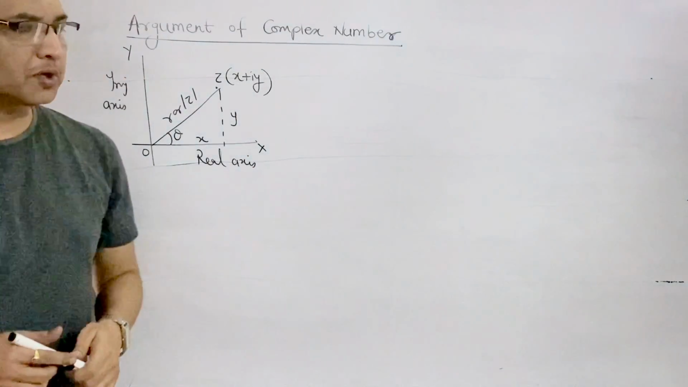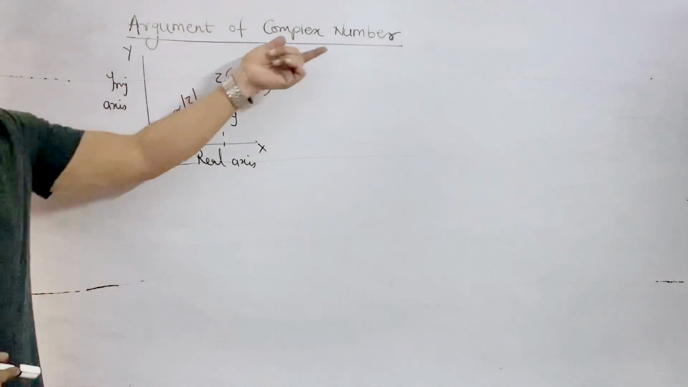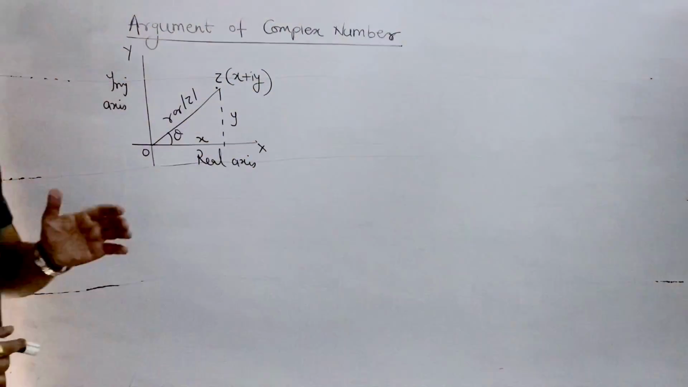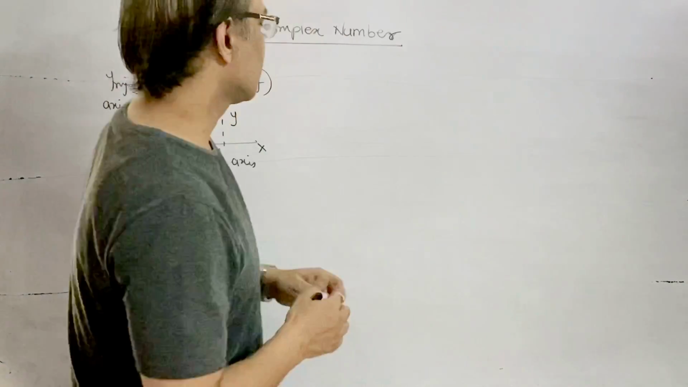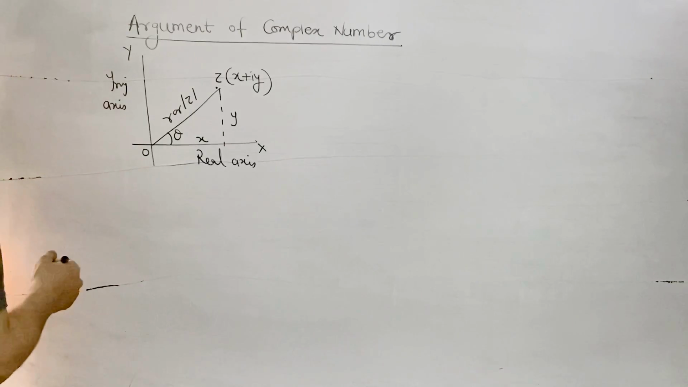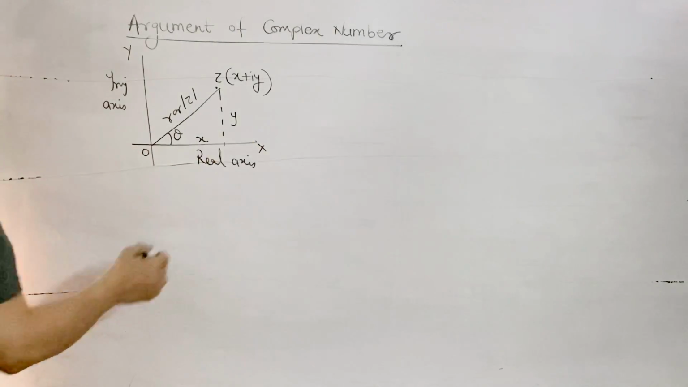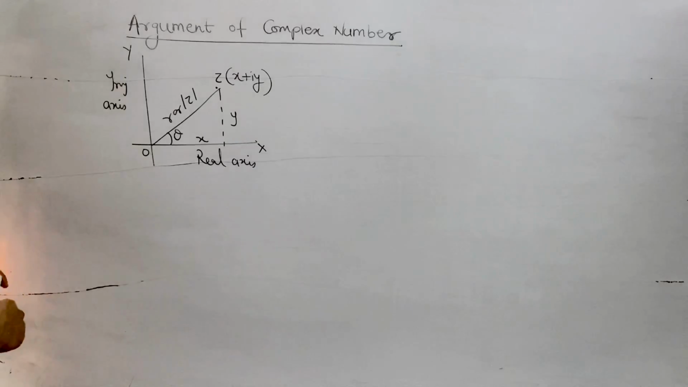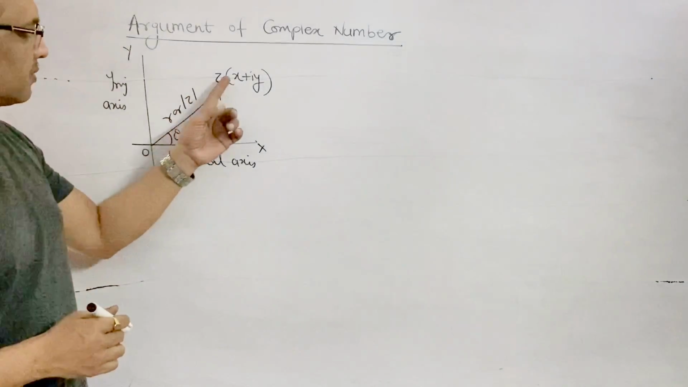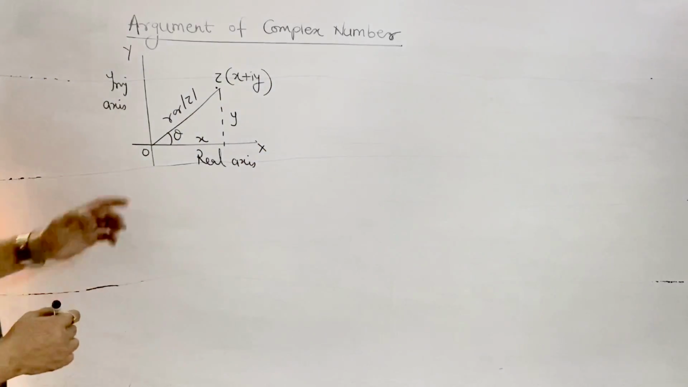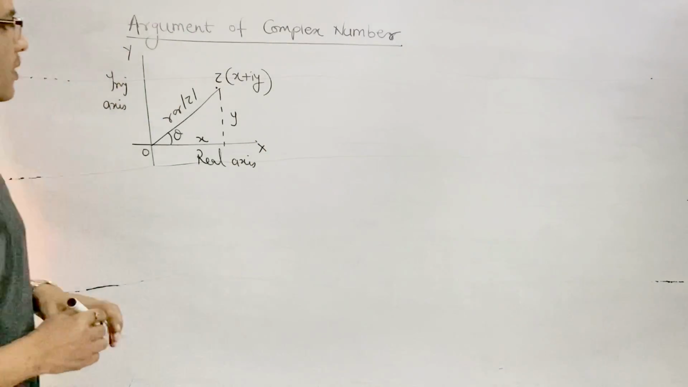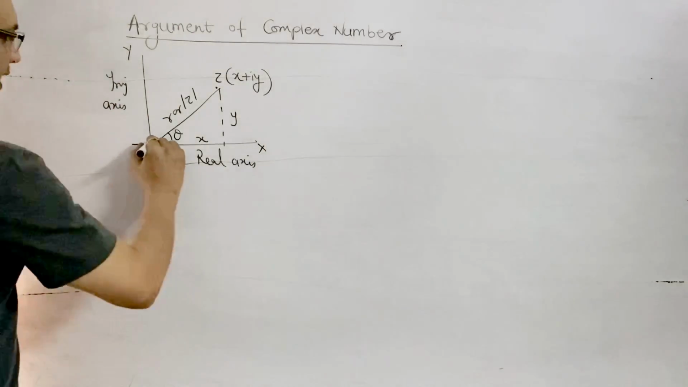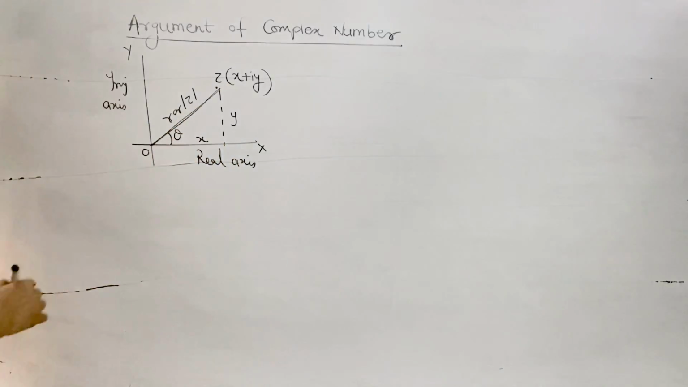Now we come to the next topic, which is the argument of a complex number. First of all, let us see what is the meaning of this argument. We know that this is called the real axis, the x-axis, and this is the imaginary axis. This z is a complex number x plus iy. We have plotted this complex number on this plane, which is called the Argand plane. The length of this line OZ is called the modulus.